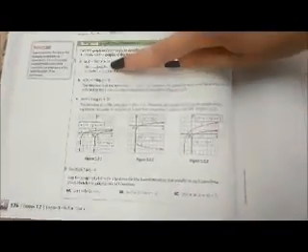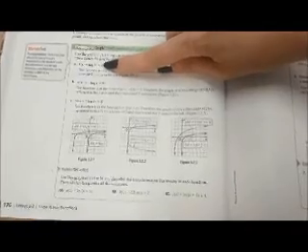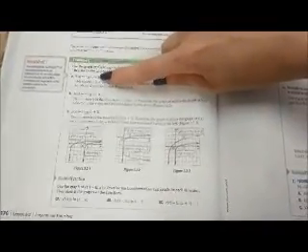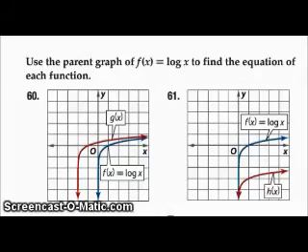I'll just add something. Just as a general rule, if it's in the parentheses with the x after the log, it will be the opposite sign, and then that will mean you move it left or right. If it is not in the parentheses, then it means it's going to be moving up or down with that sign. Let's look at some problems.